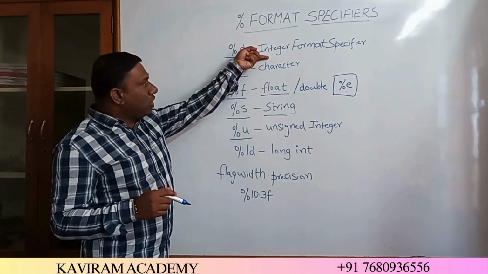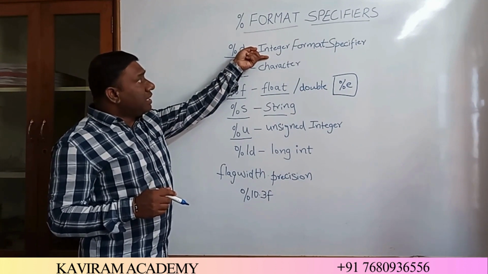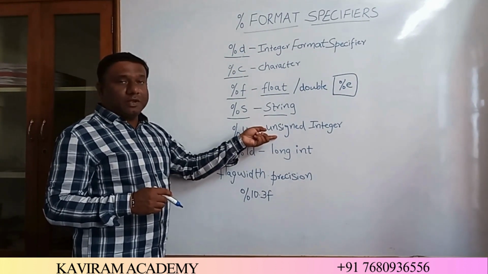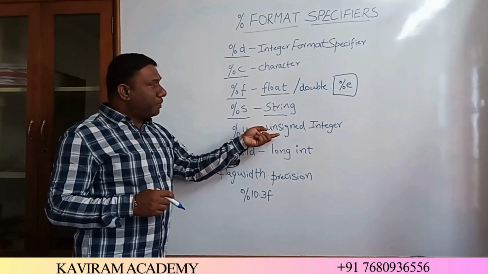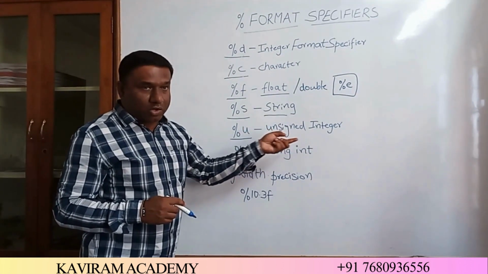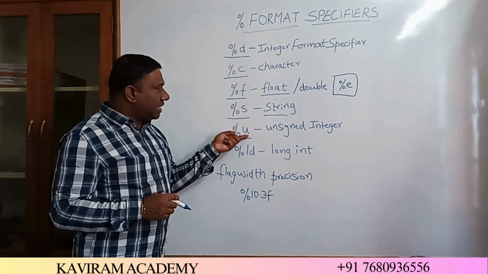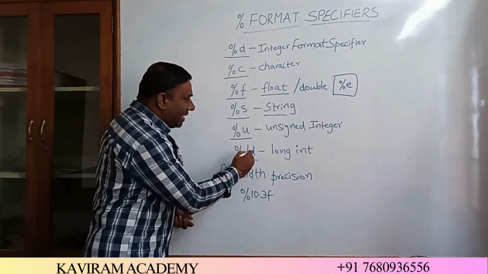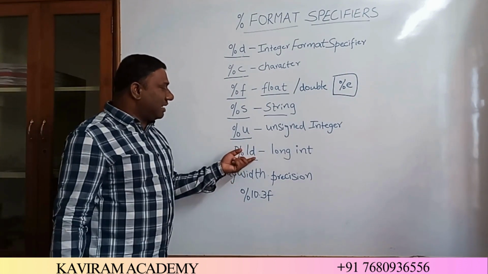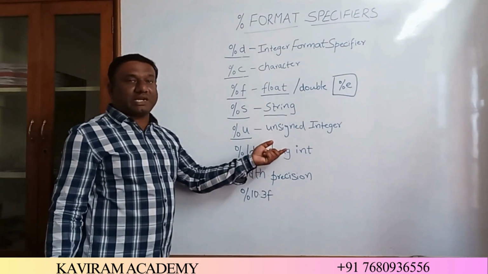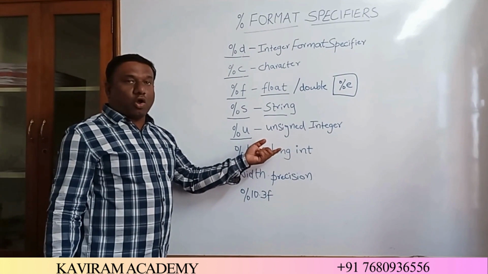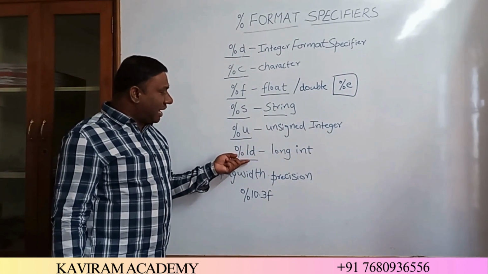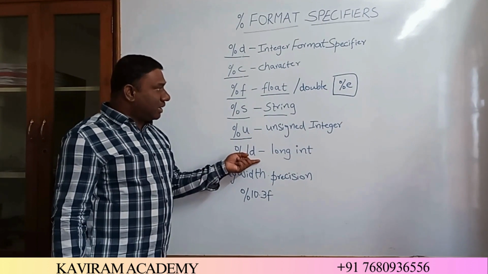So this one is your signed integer format. This one is your unsigned integer. So whenever you want to print any unsigned integer value, then we are going to use %u. Next one is your %ld. So this %ld is for your long integer type. So whenever you are having long integer values, then you can use this %ld in our C programming.